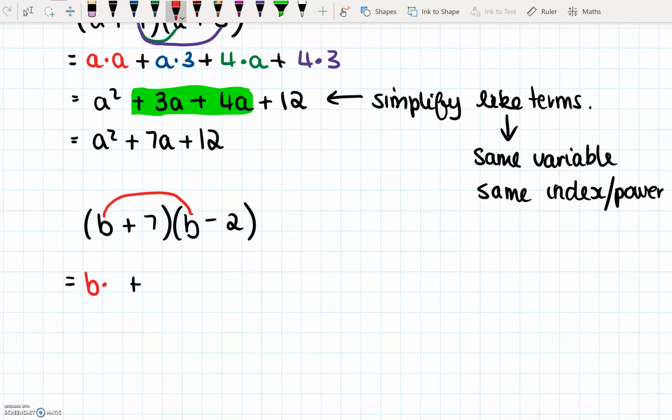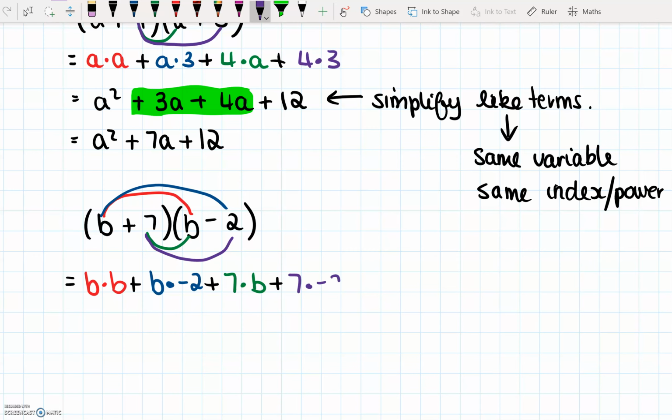Okay, so we'll say B times B, all right, plus O is for outsides. So here we have B times minus 2, and please be very careful with that. All right, please be careful with that. Plus I is for insides. Okay, 7 times B. And L is for lasts, so that's plus 7 times minus 2. So again, be careful with that minus.